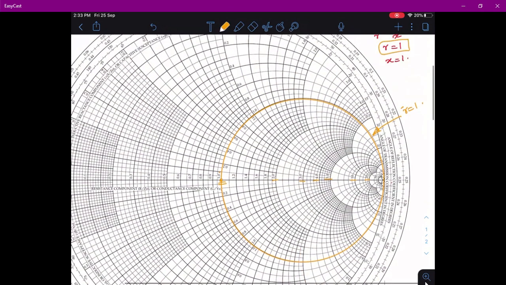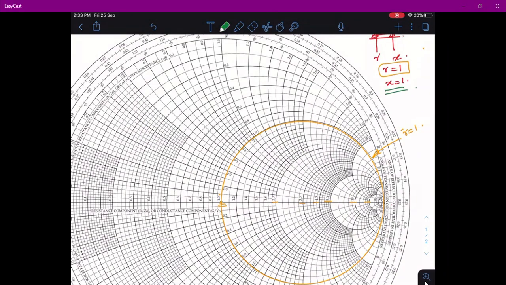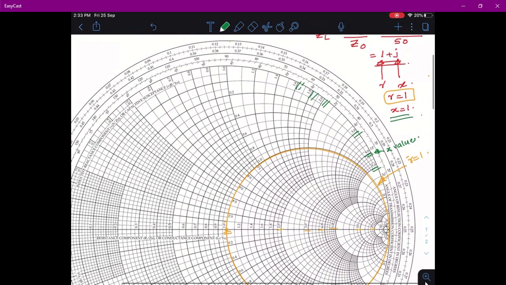Now let's trace X equal to 1. So let's give a different color, X equal to 1. You know that these circles are X circles. This one, this one, this one, etc. And the value which is written there is actually the X values. So this is X equal to 2, X equal to 1.8, X equal to 1.6, etc. You just go through these values and see where X equal to 1 is, which is here.